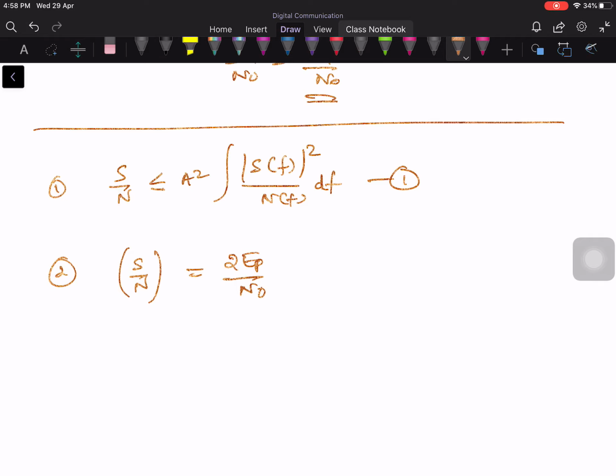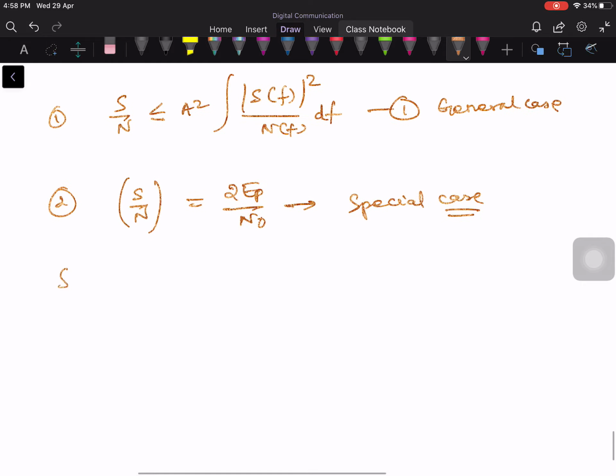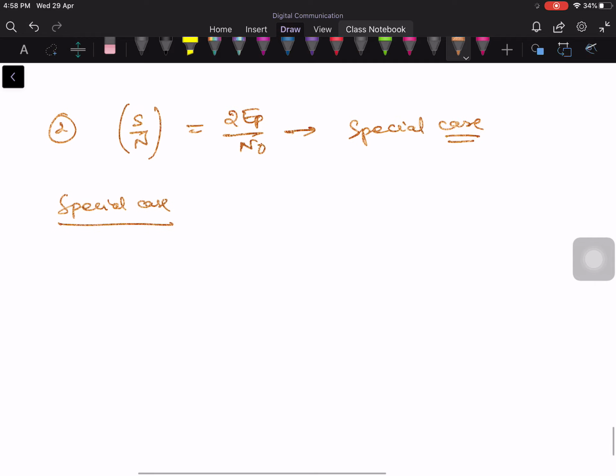Now let us look at the special case first. This is the more general case. This is the special case. So what do we understand from the special case? Now let us take the special case. In the special case, if you look at the output SNR, the signal to noise ratio at the output is 2 Ep by N naught.